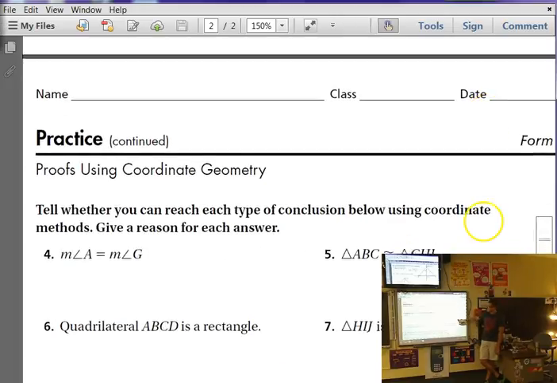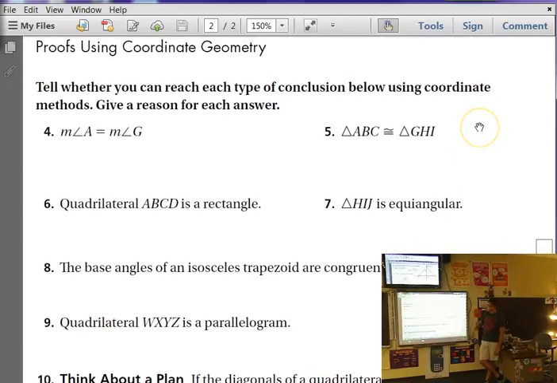Number 4. Show that you can reach each type of conclusion below using coordinate methods. Anyone figure out number 4? Are you able to use coordinate methods to prove congruent angles? Because you can prove angles are 90 degrees using slope, so you can prove angles. Yeah, so a manipulation of slope formulas can compare the slope of one line to another, and then look at a different 2 lines, compare their slopes, and we could prove the angles to be congruent. Easiest thing to do would be perpendicular, but we could do it with any set of lines.